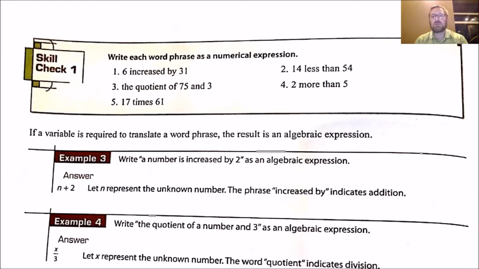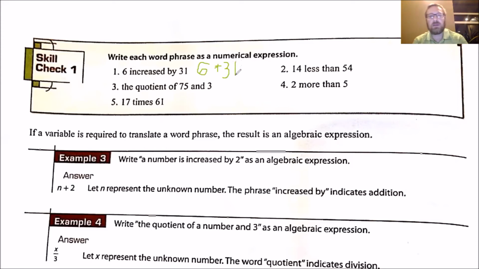So what we're going to do is look at these examples in the skill check 1. So the first one we see is 6 increased by 31. So think about that one. What is 6 increased? So if we're increasing, we're adding to it, right? So this should be 6 increased, that's a plus, by 31. Very difficult to draw on the computer.